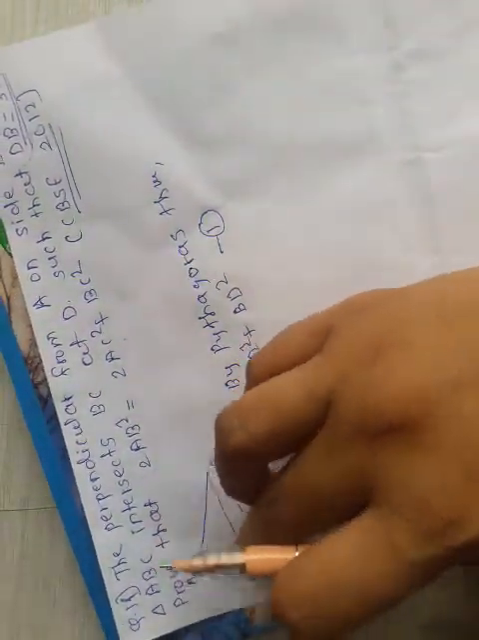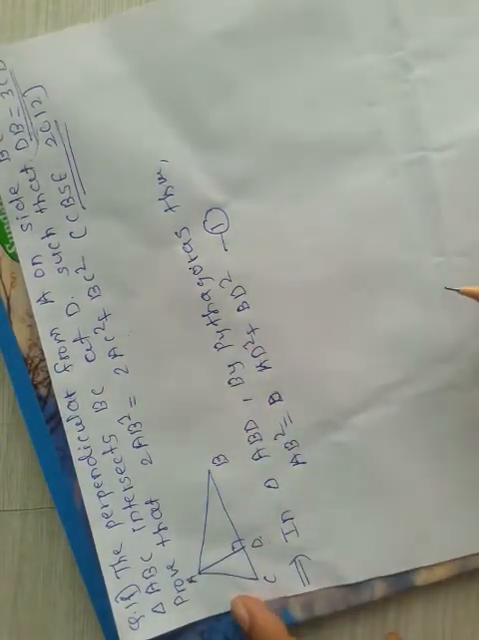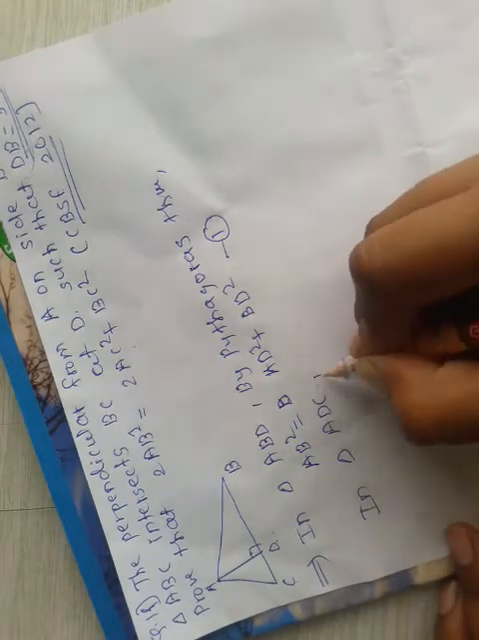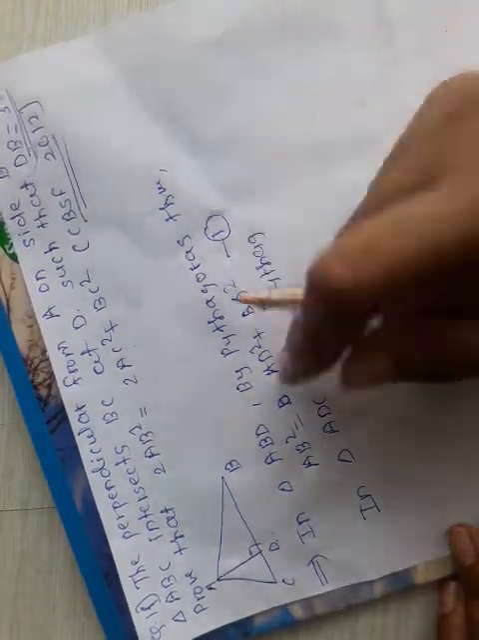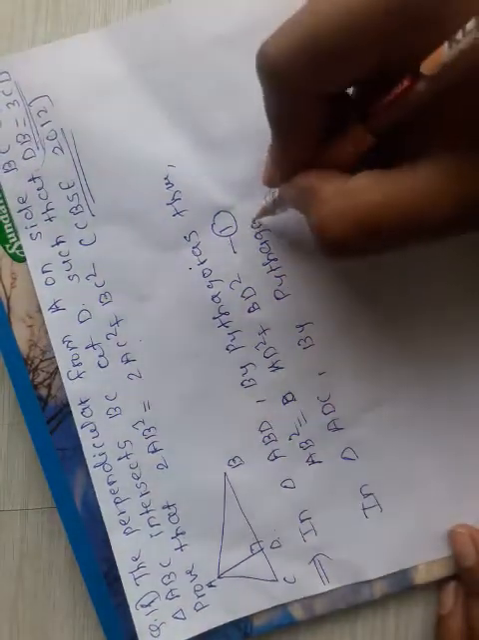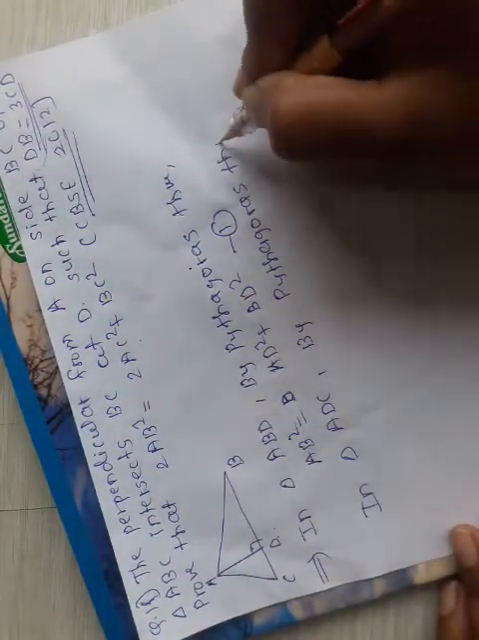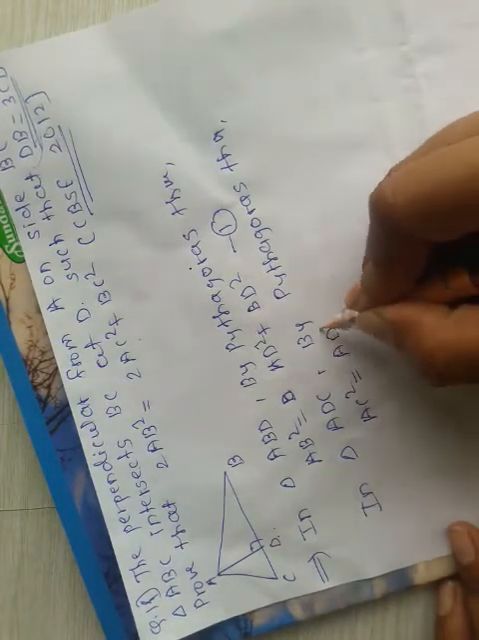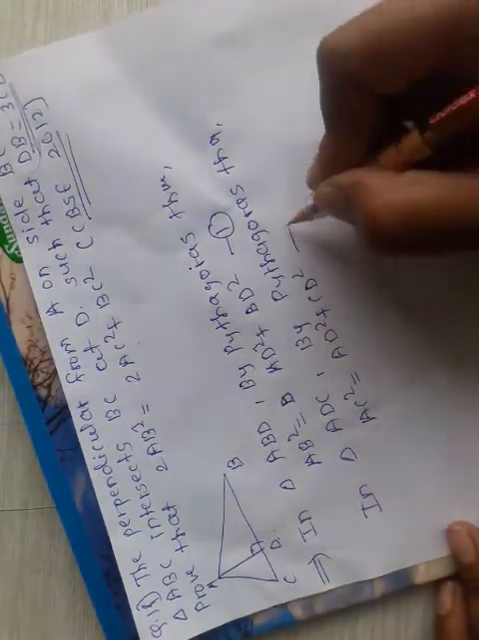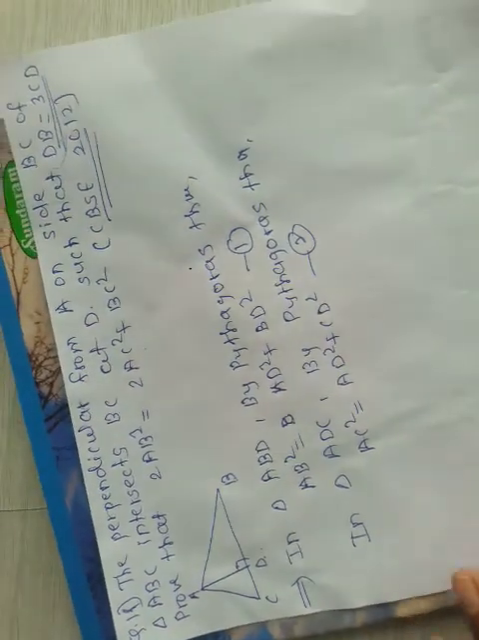Now from triangle ADC we get AC square, so we have to consider this triangle. In triangle ADC, again by Pythagoras theorem, how will we get AC square? By using Pythagoras only. So by using Pythagoras theorem again, we get AC square is equal to AD square plus CD square. This is our equation number 2.